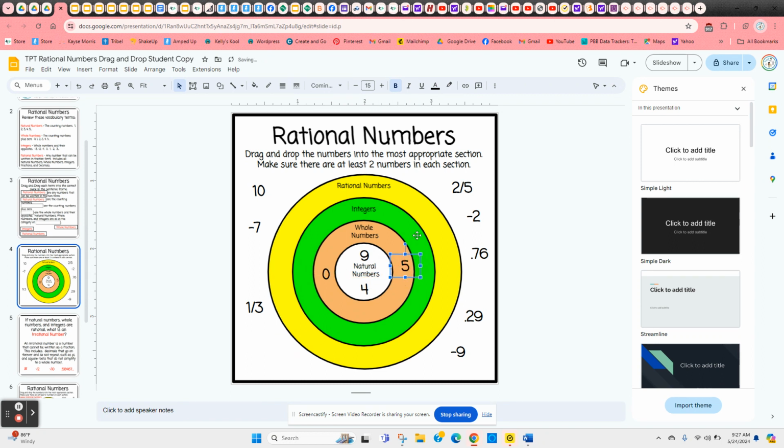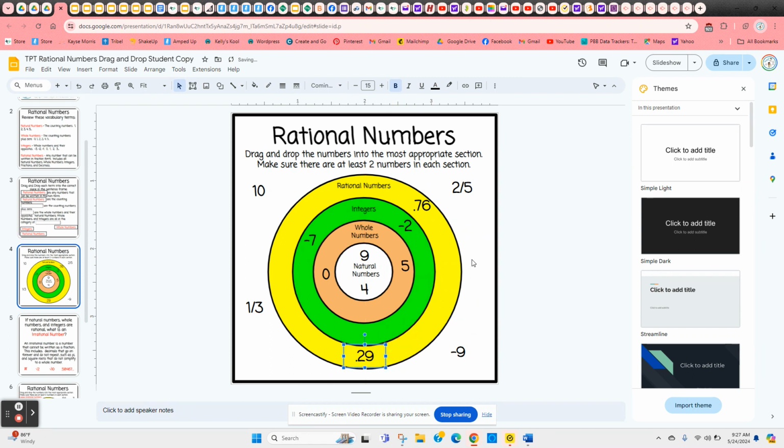Five. Integers are whole numbers and their opposites. So that would include the negative numbers. And again, we just click and hold on the edge of the text box, and then we can move those into place. And then we want at least two rational numbers. They may or may not be in other categories. So the decimals and fractions can only go into the yellow section.